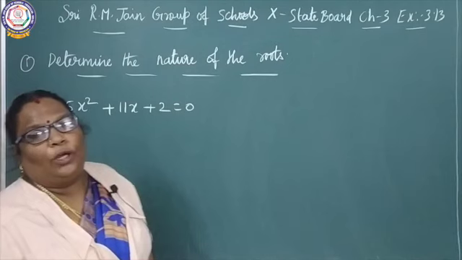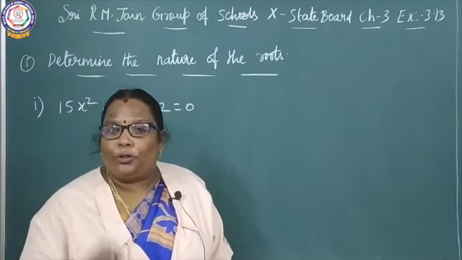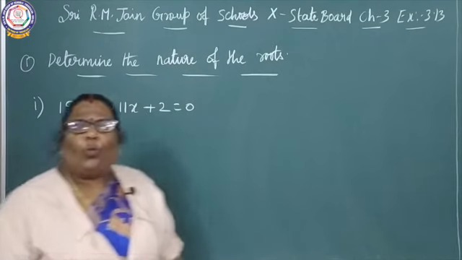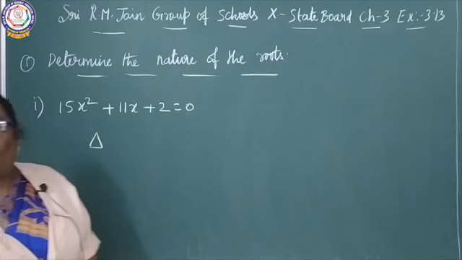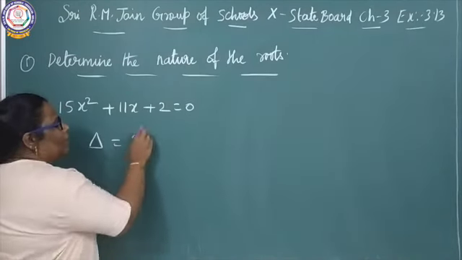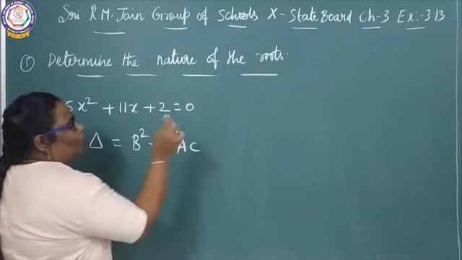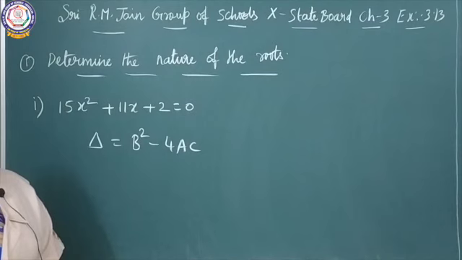This is 10th standard state board chapter 3 exercise 3.13. Determine the nature of the roots. Before we enter into the nature of the roots, you should know the discriminant value. What is the discriminant? It is denoted as delta. Delta equals b square minus 4ac.